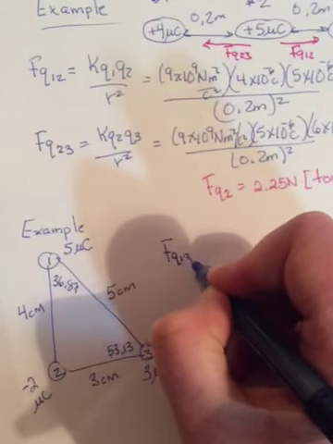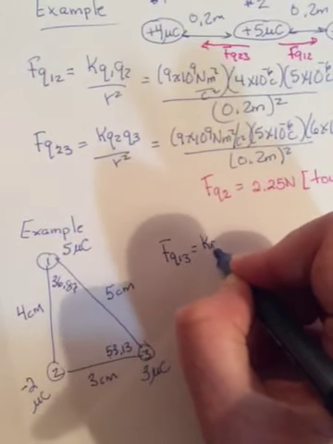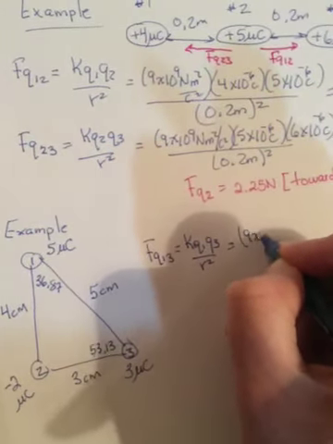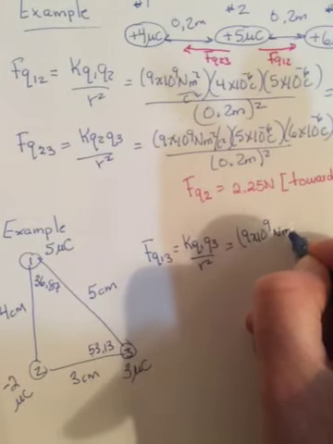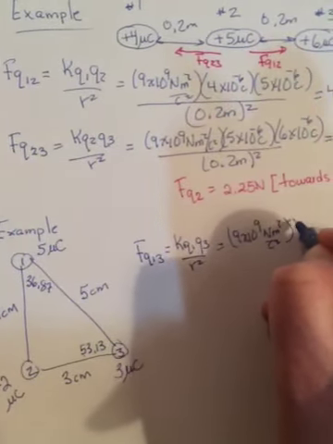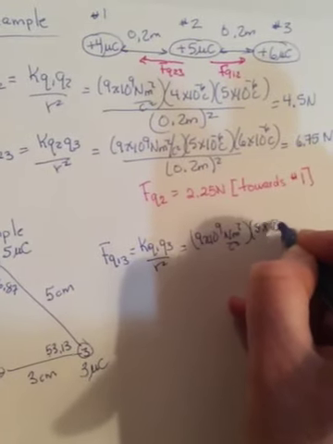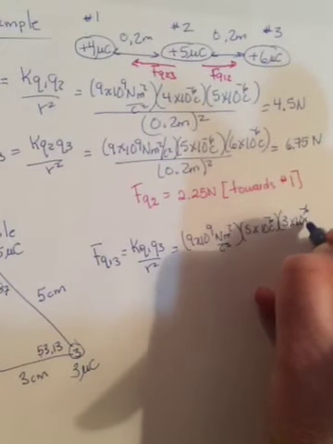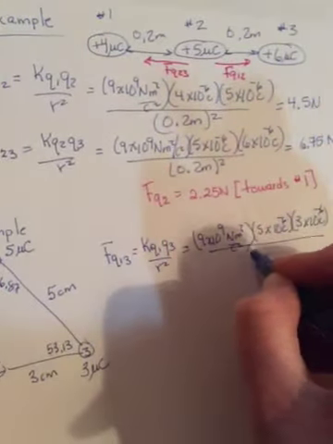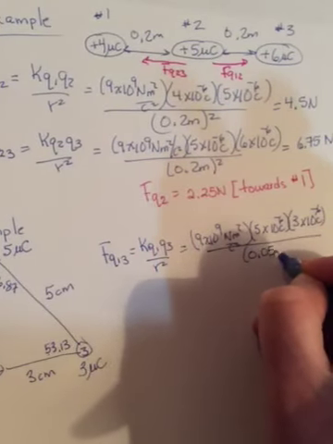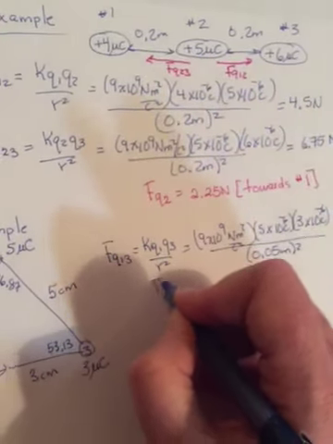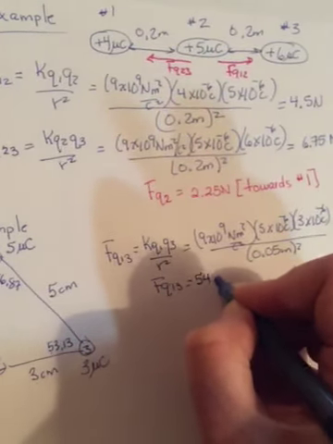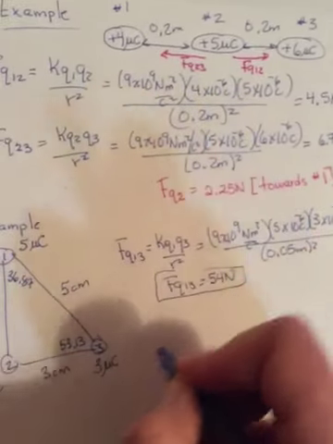So F13 will be kQ1Q3 over r squared. So 9 times 10 to the 9th newton meters squared per coulomb squared, times 5 times 10 to the negative 6 coulombs, times 3 times 10 to the negative 6 coulombs, and 5 centimeters has to be changed to meters, so 0.05 meters squared. And you get F13 to be 54 newtons. Wasn't I nice picking out nice numbers like that?